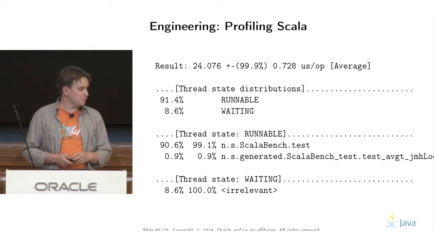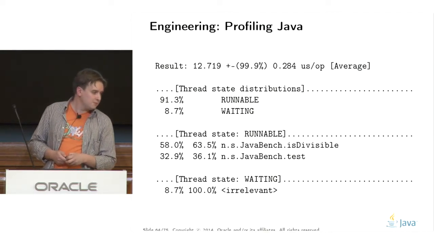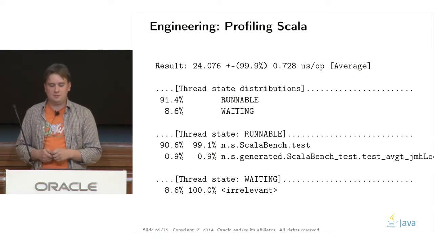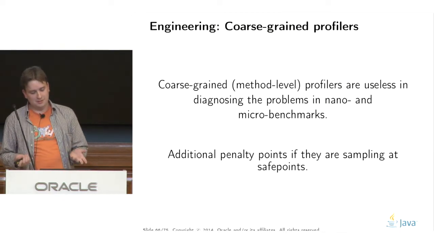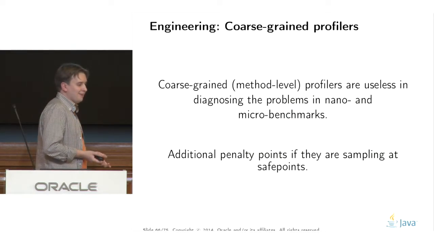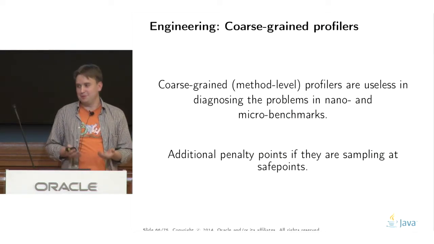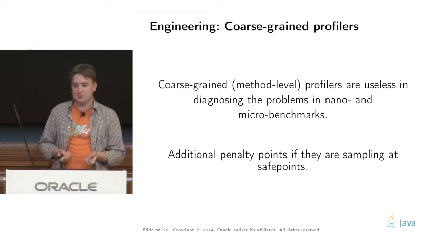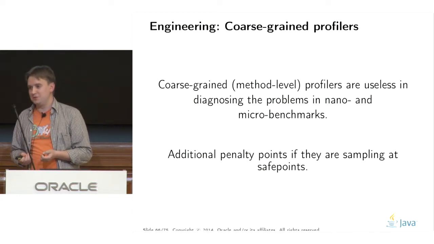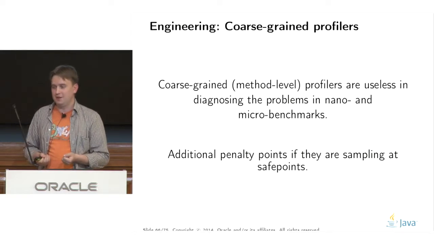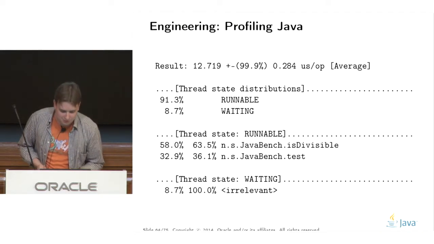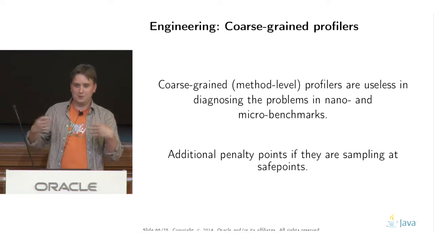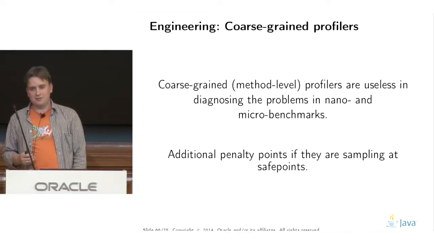What do we get from this profile? I get nothing, and this is the lesson. Coarse-grained profilers, method-level profilers, are mostly useless for diagnosing these kinds of issues. They have additional penalty points if they sample at safepoints. I think I have just 2 or 3 safepoints in this code. So the profile is way, way, way, way off. There are better strategies for doing this.